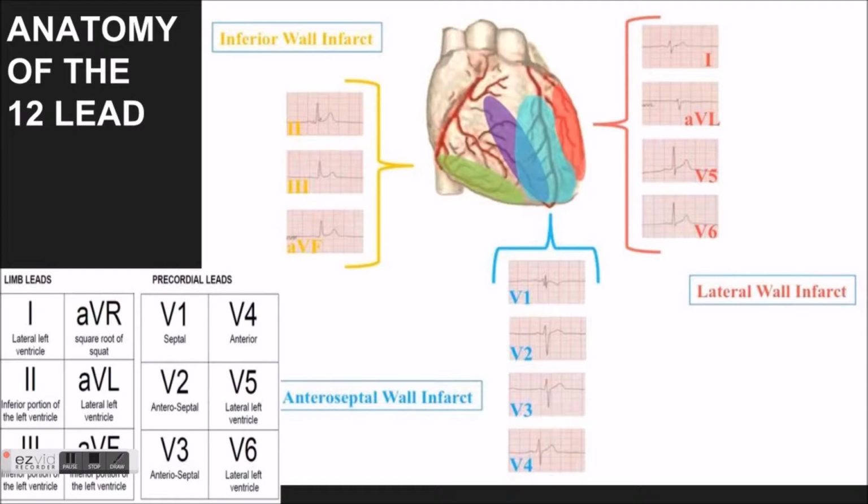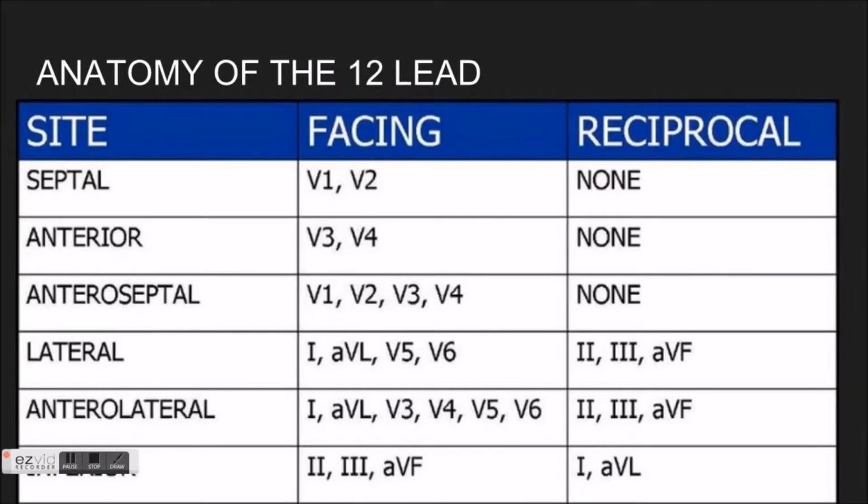The next thing I want to move into is the reciprocal depression. This is a very hard concept for some people. I would like to try to simplify it for you now. One of the things you'll notice on here is, for example, if you go down to the lateral section, your reciprocal depression is in 2, 3, and aVF. If you look at inferior, it's exactly the opposite. The EKG looks as much through the heart as it does at the heart.